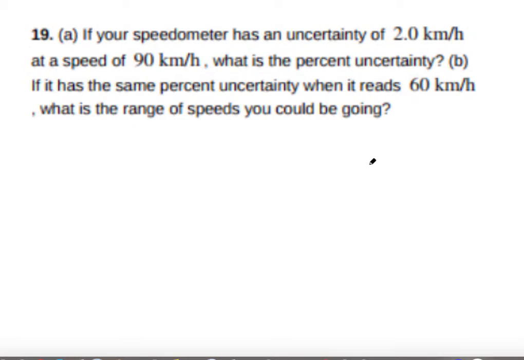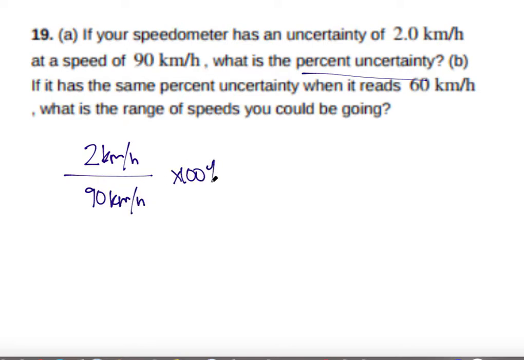Looking at number 19. I have a speedometer that says I'm traveling at 90 kilometers per hour. What is the percent uncertainty? Well, if the uncertainty is 2 kilometers out of that, I'm just going to take my uncertainty, which is 2 kilometers per hour, over my speed, 90 kilometers per hour, and then to make it a percent, I'm going to multiply by 100. So 2 divided by 90 multiplied by 100 is an uncertainty of about 2.2%. Or I could do 2.2 repeating. It doesn't quite matter.